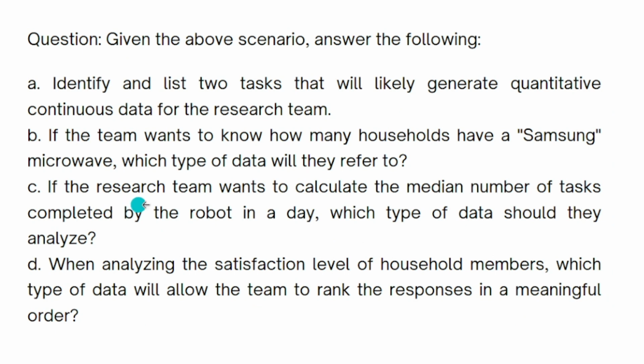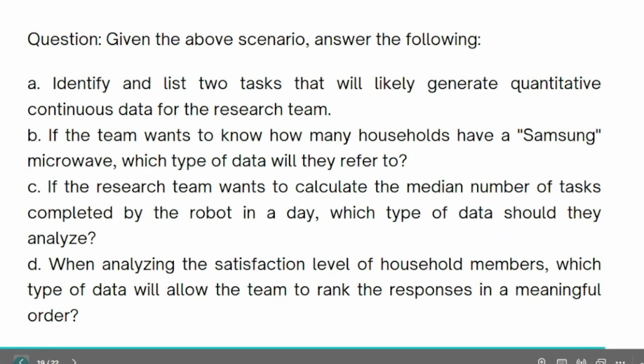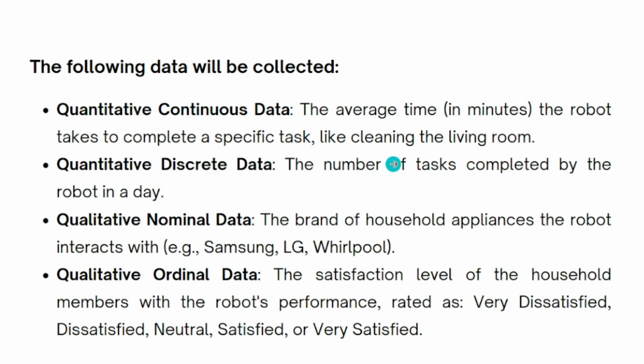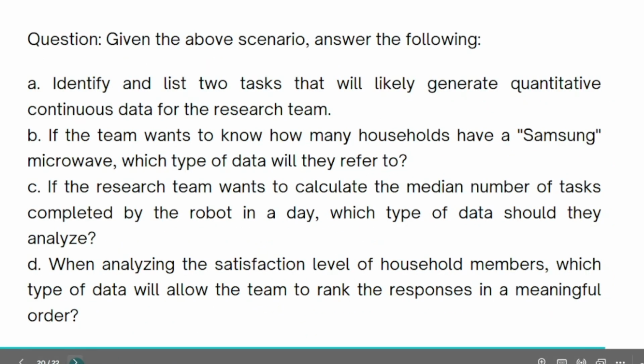So the next question is, if the research team wants to calculate the median number of tasks completed by the robot in a day, which type of data should they analyze? So they should analyze anything that is numerical in nature. So it is a quantitative data. So since they want to calculate the median number, it is a quantitative discrete data which will represent the number of tasks that is completed by the robot in a day, will help the research team to calculate the corresponding median value.